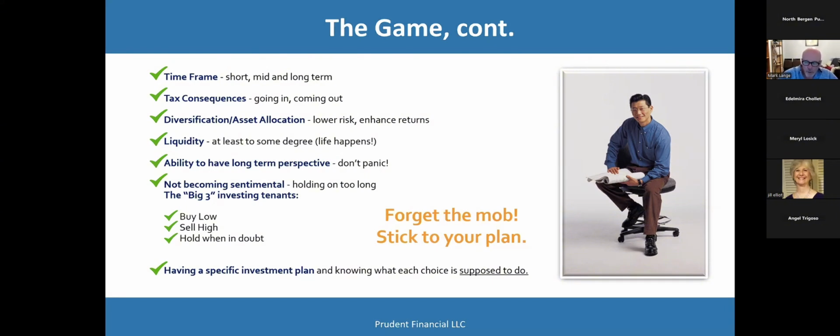Think about what your objectives are for the dollars that you have and make sure that you choose the appropriate time frame. Tax consequences.